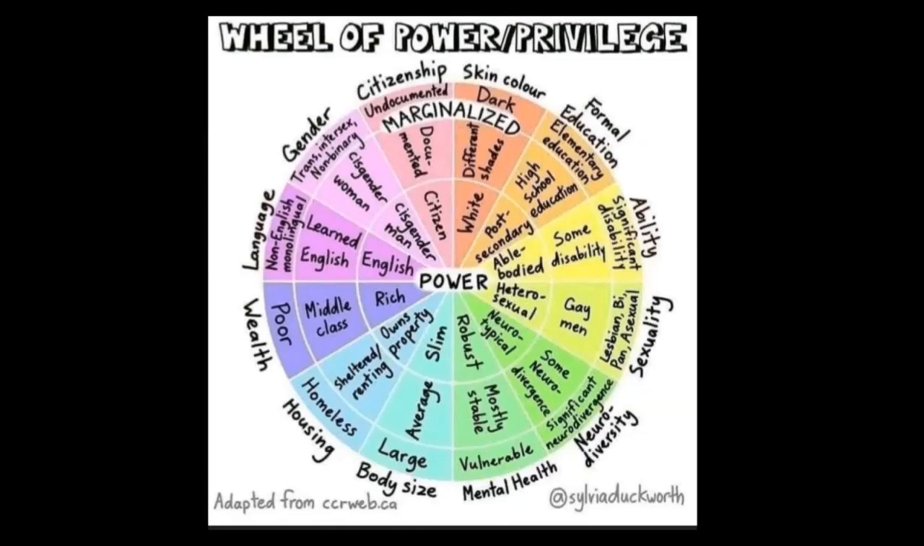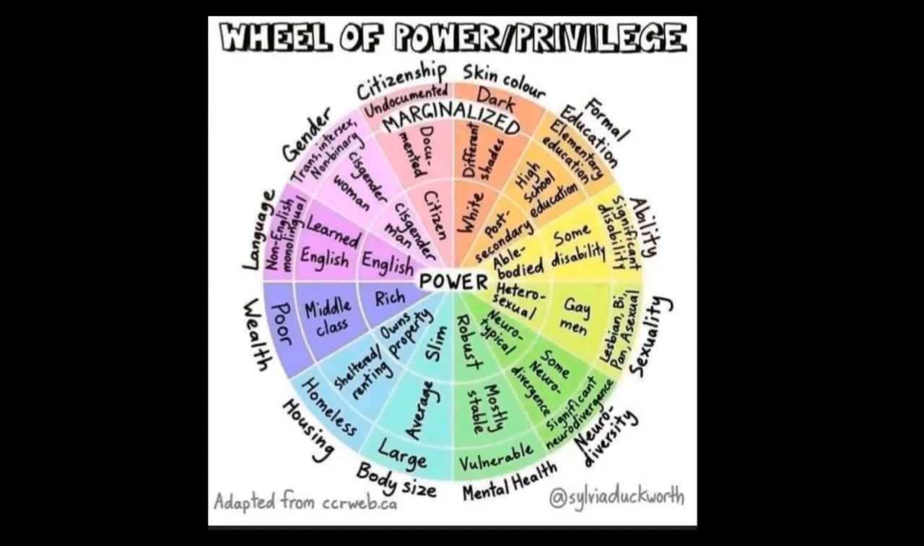But just for example, we've got able-bodied moving out towards significant disability, or skin color, white moving out. And again, some of this is cultural, depends where you are in the world, of course. We have a global audience. But in the West, in particular, we have white moving out to different shades to darker skin color. Housing, owns property, is closer to power, moving out to sheltered or renting to homeless.